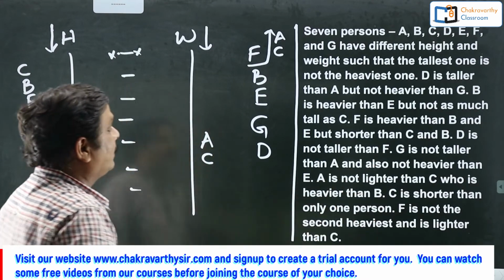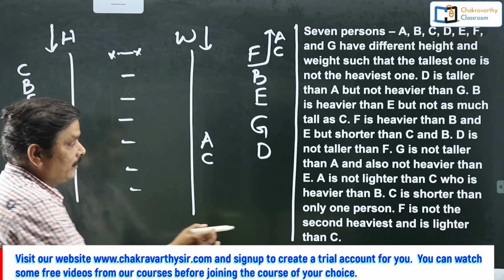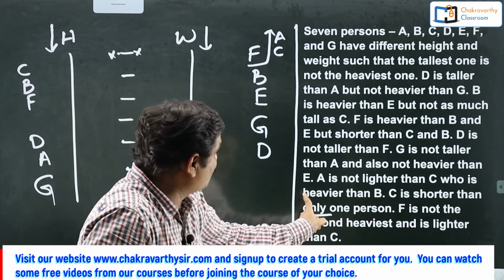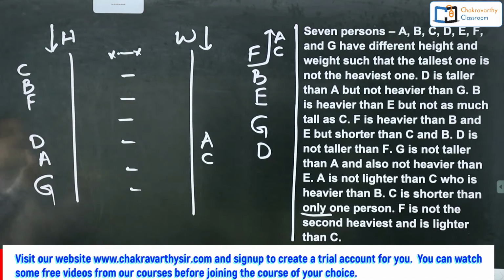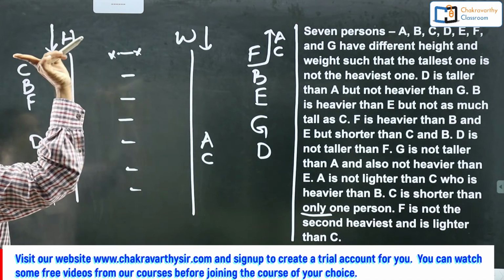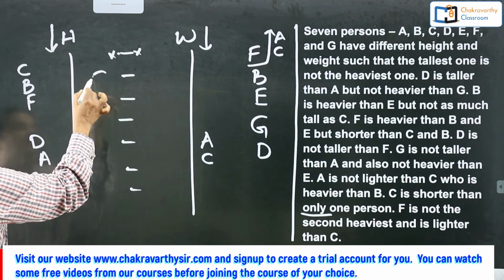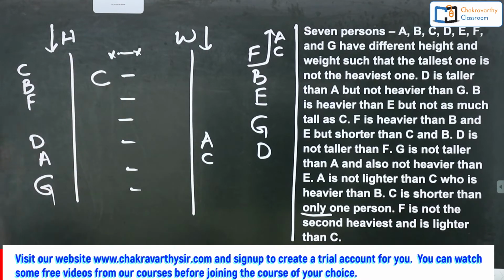Then C is shorter than only one person. Now see the word only. Okay, so C is shorter than only one person. C should be shorter than only one person means he should be taller than the remaining persons. C's place is confirmed. Got it?